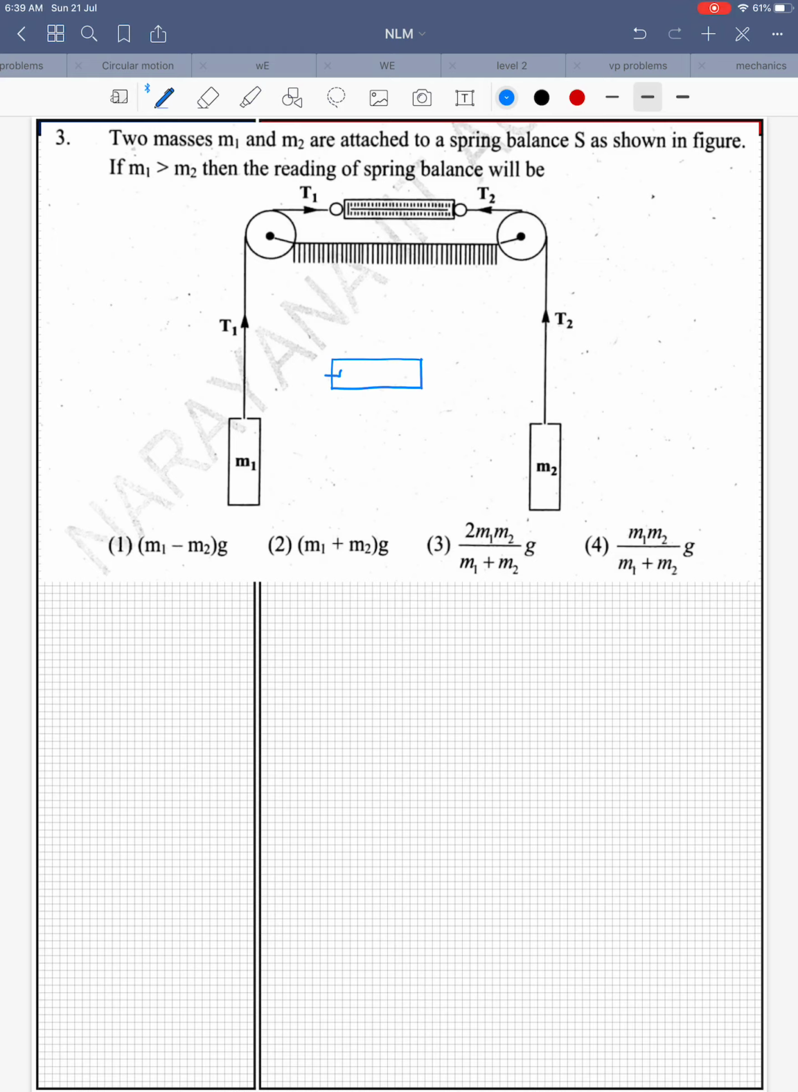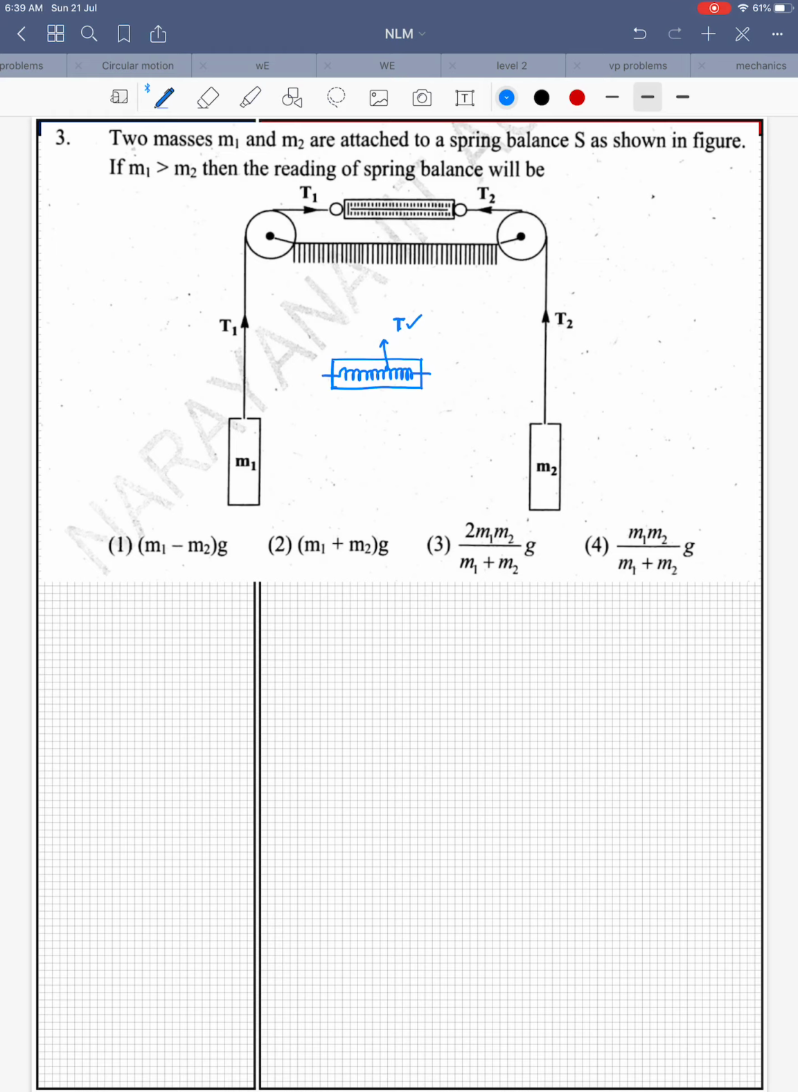there is a spring actually present in the spring balance. So the tension in here is going to be the reading inside the spring balance.